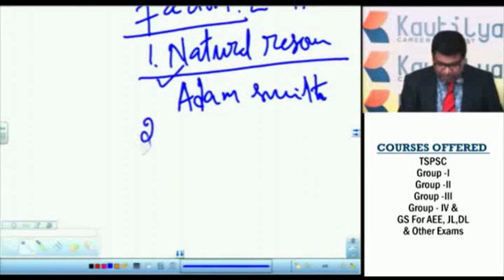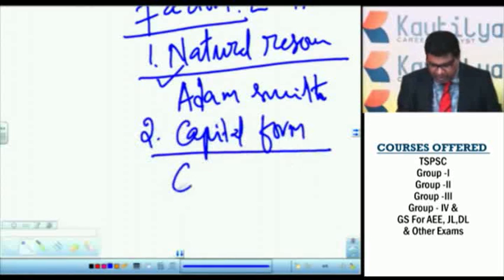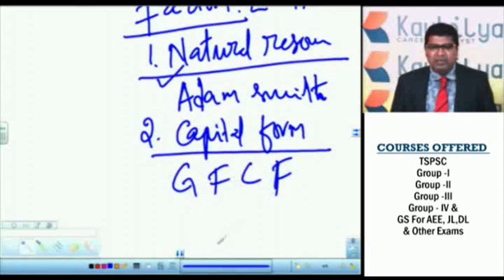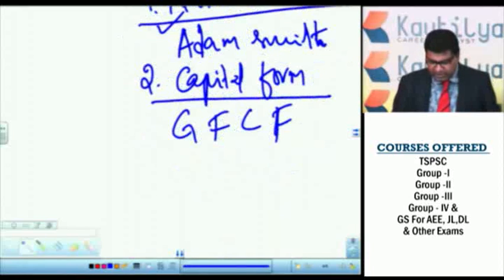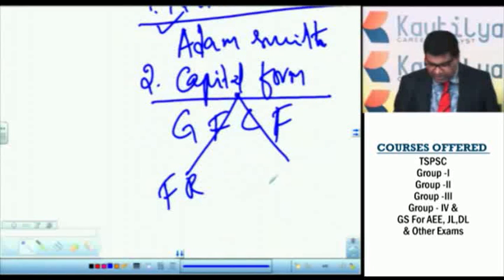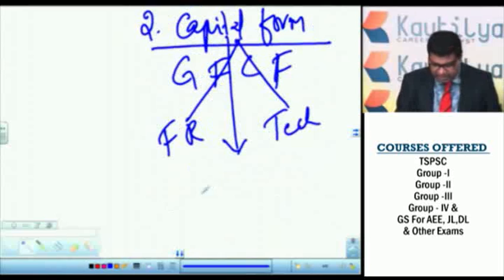Next, the number 2 important factor is capital formation. Capital formation, the modern term is gross fixed capital formation. Gross fixed capital formation is nothing but investments. Capital is divided into two. Number 1, financial resources. Number 2, technological resources. Any addition to capital is nothing but investments.